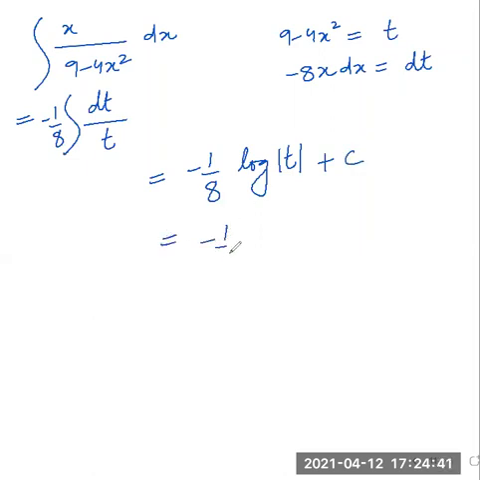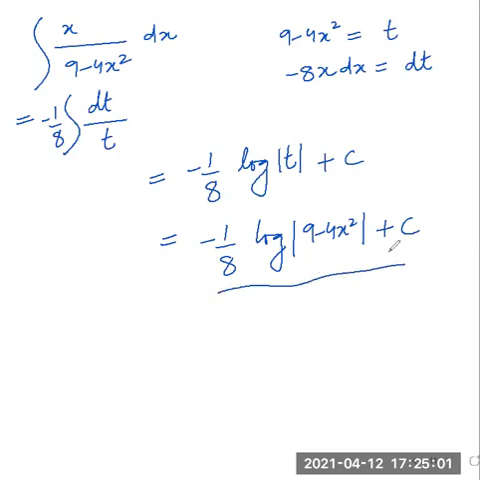So this is equal to minus 1 by 8 log of mod of 9 minus 4x square, plus c. Am I right? Beautiful. You can do this sum another way also. You can try log x equal to t. Think about this, how can I do it?